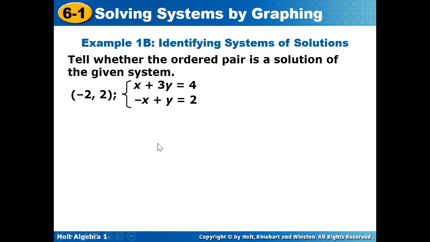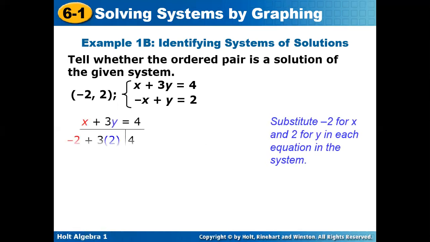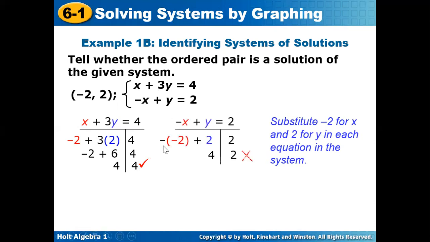We're going to plug in our ordered pair for our x and our y, right? Our -2 is our x value. Our 2 is our y value. We're just going to plug those in and solve to see if it is true for both equations. So plug in your -2 for your x, plug in your +2 for your y. 3 times 2 is 6. -2 plus 6 is +4, and +4 does indeed equal +4.